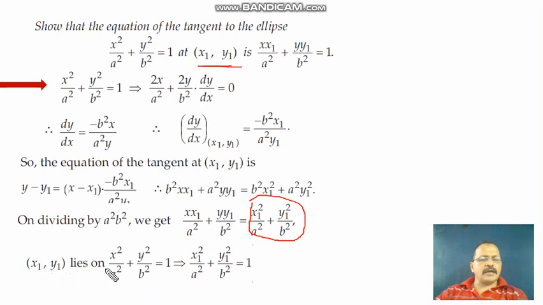Since x1 y1 lies on this, we have x1 square by a square plus y1 square by b square equal to 1. Putting it here, we get x x1 upon a square plus y y1 upon b square is equal to 1. Here ends this theoretical question. This is equation of tangent to the ellipse. Similarly, you can try for equation of tangent to circle, equation of tangent to hyperbola, equation of tangent to parabola on the similar lines. Try yourself.